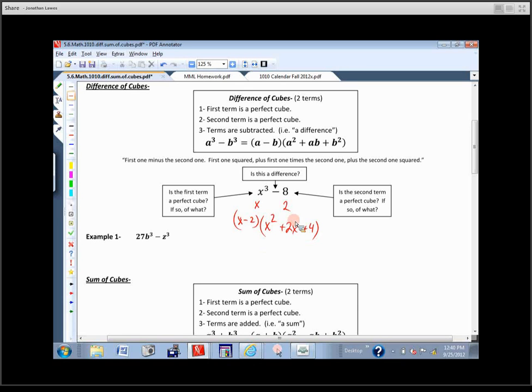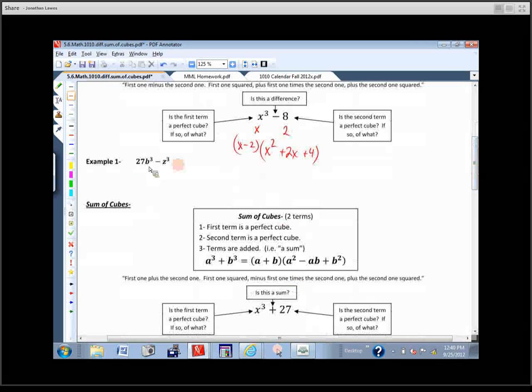Any questions? Okay, again, think of it this way: perfect cube minus a perfect cube. So it's going to be the first one minus the last one, first one squared, last one squared, and then just the two of them multiplied together. Okay, and I'll tell you how to keep these straight in just a second. Let's take a look at this example right here.